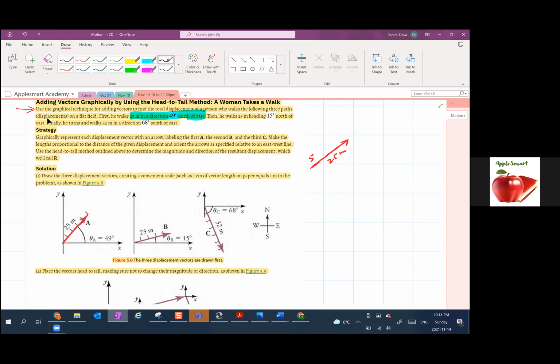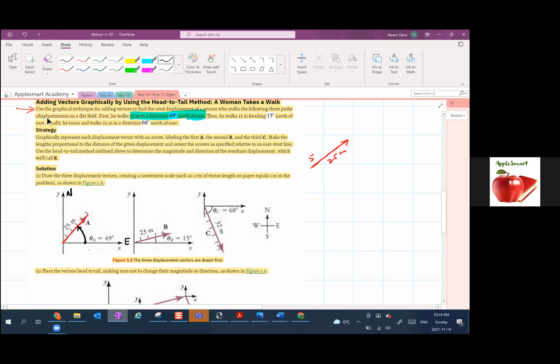Now, I'm assuming you guys know what that means when I say north of east. So basically, you're going from east in which direction? North. By how many degrees? By 49 degrees. So from east, that's on the x-axis, you're going towards the north by 49 degrees. And that's why that angle theta A is 49 degrees. So this is his first displacement.